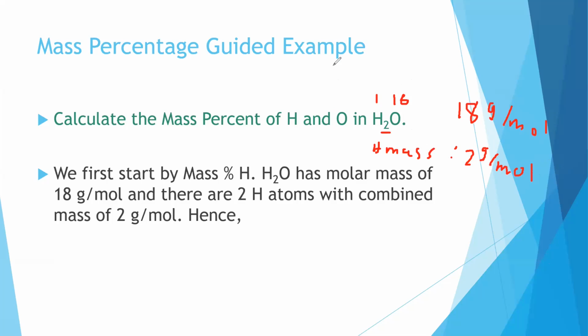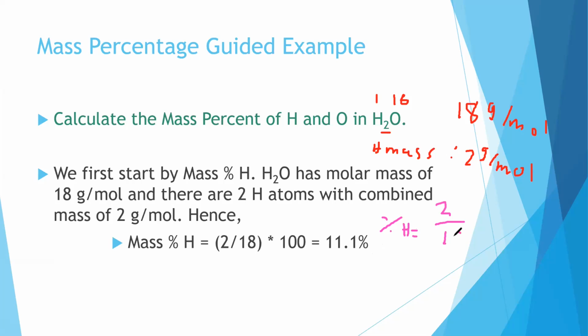So we're almost done. The percent hydrogen equals the mass of hydrogen, which is 2, over the total mass, which is 18, and then you multiply it by 100 to get it into percent. And you get 11.1%. So basically, we're just taking the mass of the element that we want, which is 2, over the total mass, and multiplying it by 100. So I hope that makes sense.